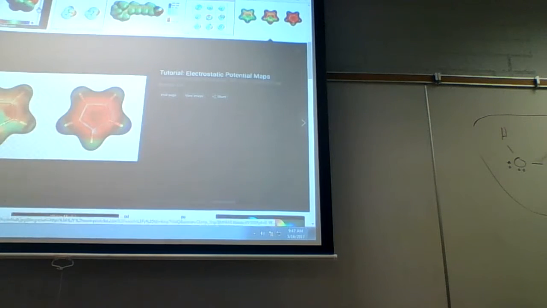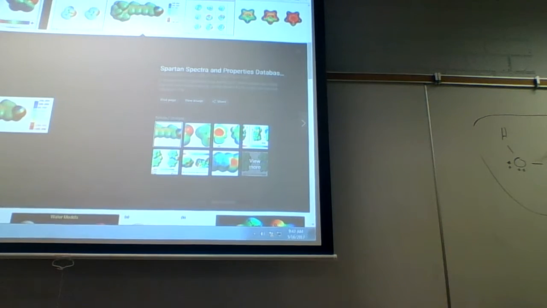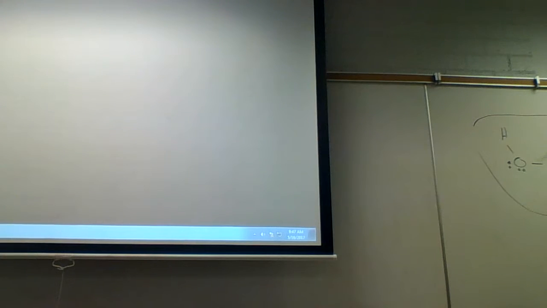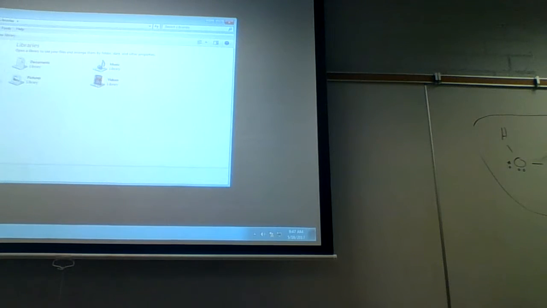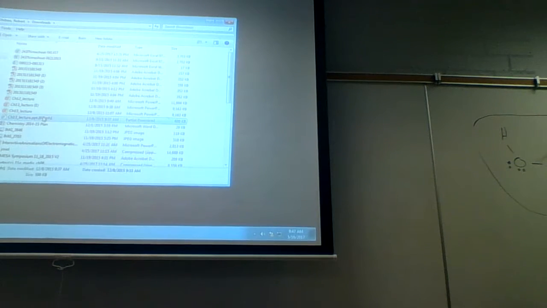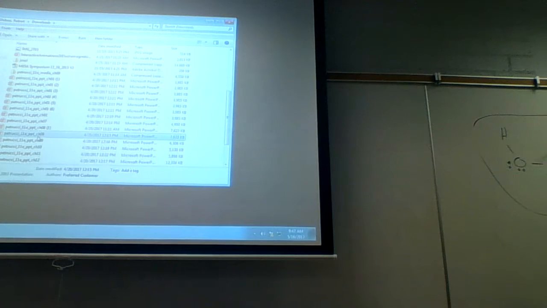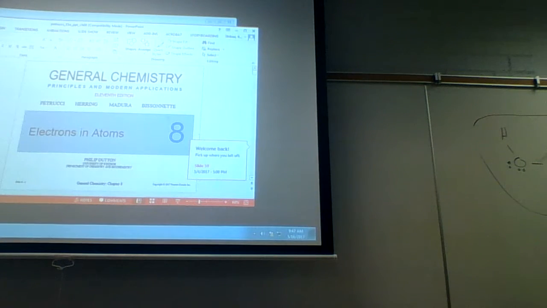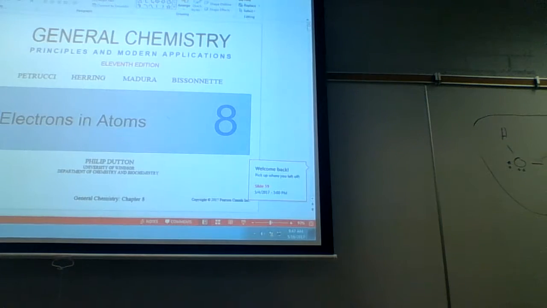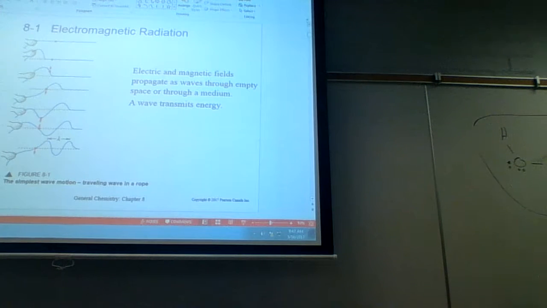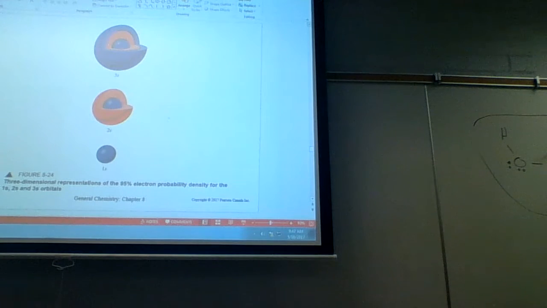Alright, so we have some electrostatic potential maps, and these are great, but what are we going to do? We're going to try to generate as much detailed information by hand as possible. What can we do on pencil and paper versus calculations? And so what we'll do is learn about drawing the orbitals here.